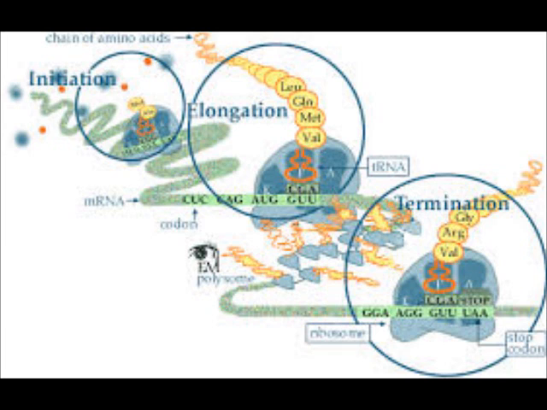Termination is the final step in translation. The ribosome hits a nonsense codon in the mRNA, and a release factor binds to the codon. The ribosome separates from the mRNA. The mRNA and the newly formed protein are freed, and the process is complete.